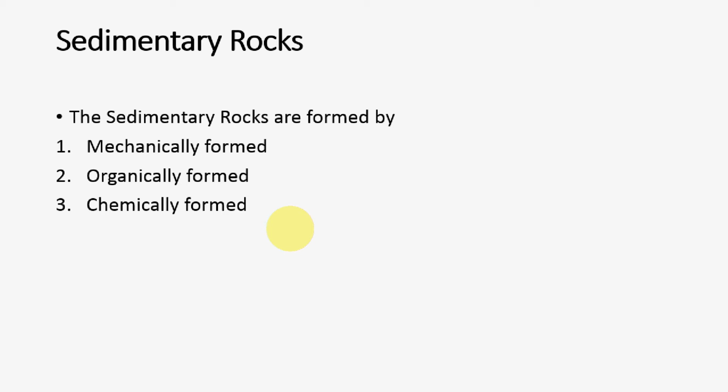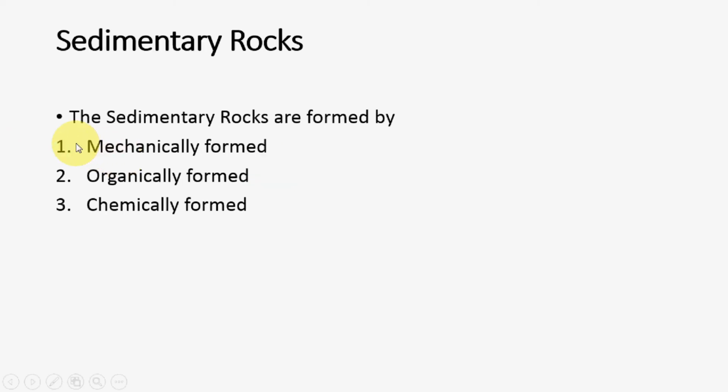So sedimentary rocks are formed through various modes. Through various ways, sedimentary rocks are created. First is mechanically formed, second is organically formed, and third is chemically formed. We'll be discussing all of these.